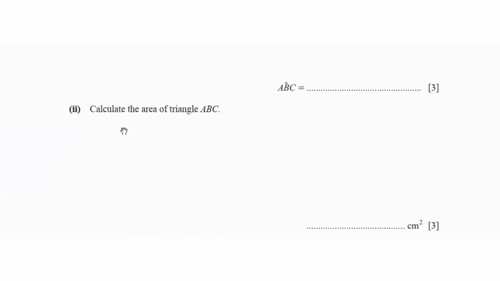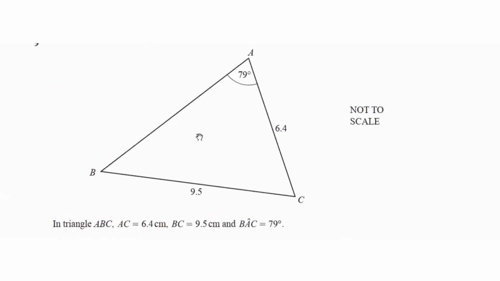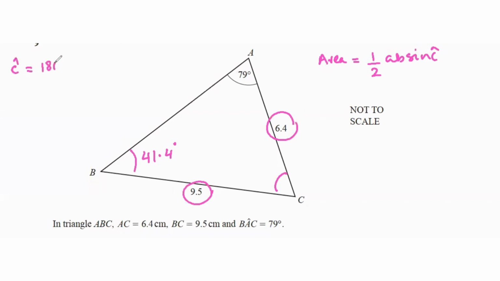Then it says calculate the area of triangle ABC. To calculate the area of triangle ABC, you need two lengths and the angle between them. Why? Because it's a non-right angle triangle, and non-right angle triangles have the formula 1 over 2 ab sine of angle C. We know this is 41.4, and we can easily calculate this one because this angle is between two given lengths. So for angle C we do 180 minus 79 minus 41.4.